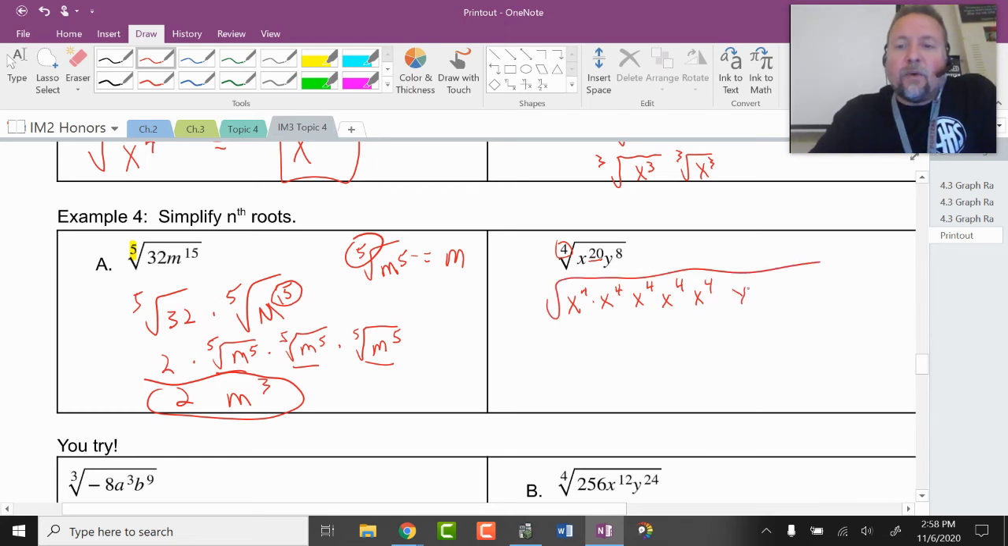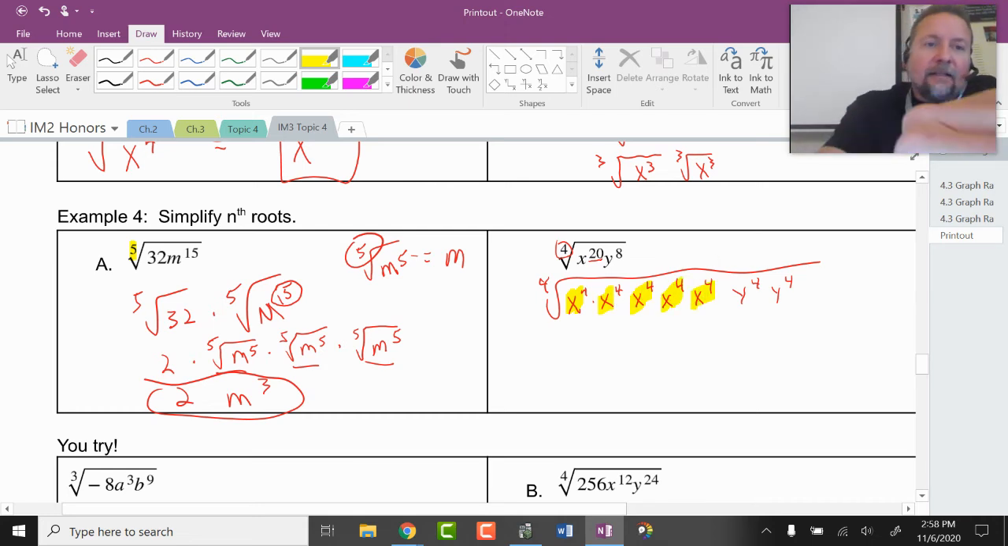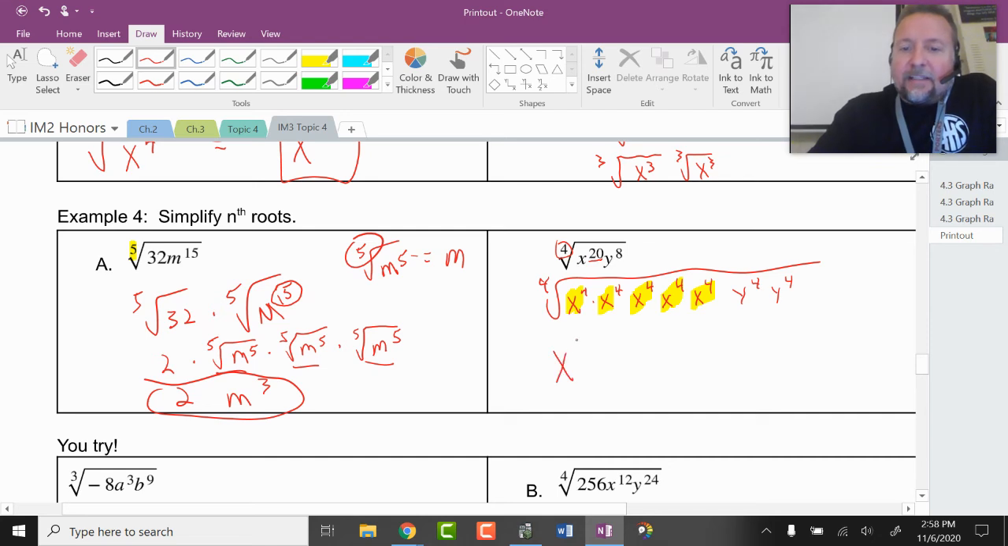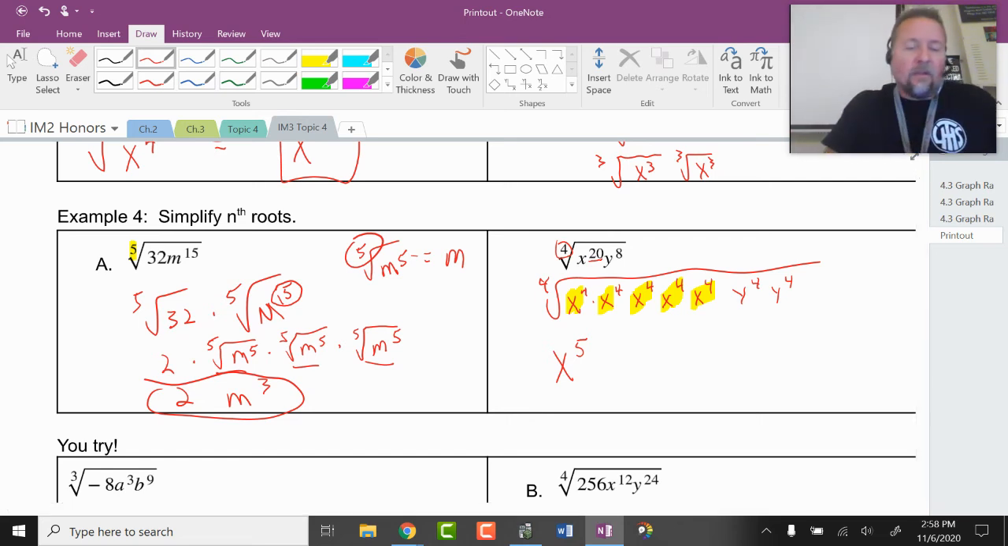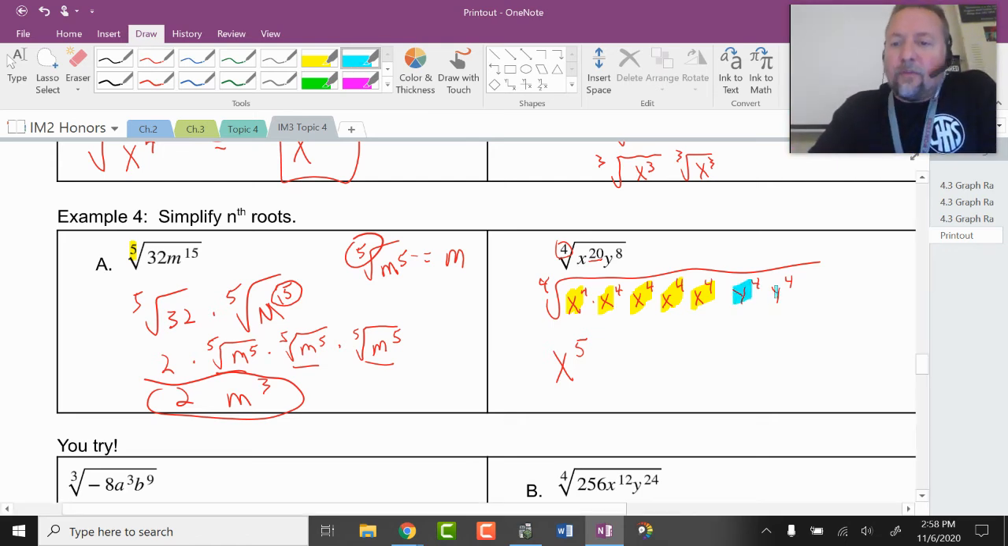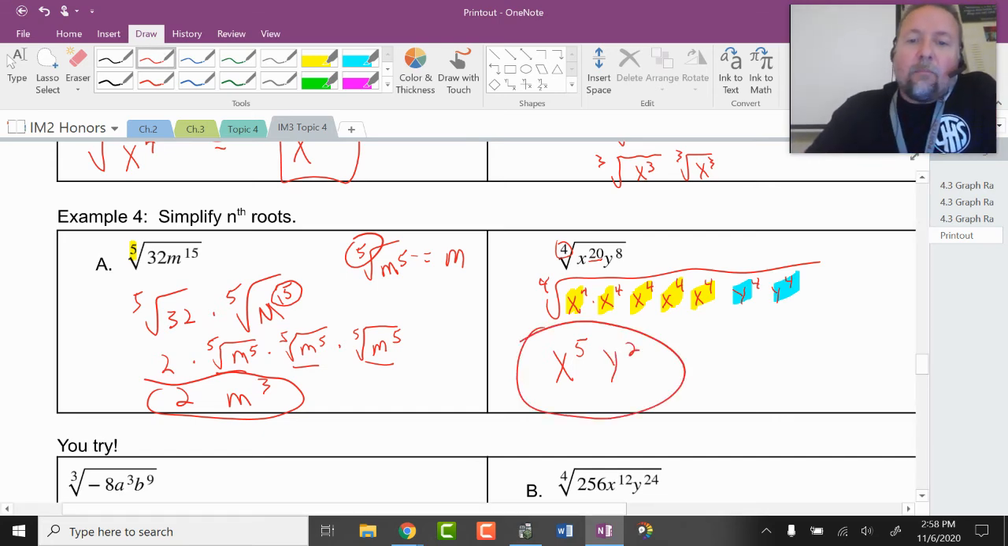And then y to the eighth is y to the fourth, y to the fourth. The fourth root of x to the fourth is x, x, x, x, x. Five x's multiplied together is x to the fifth. Or you probably could have just divided 20 by 4 if it's divisible. And then the fourth root of y to the fourth is y squared.